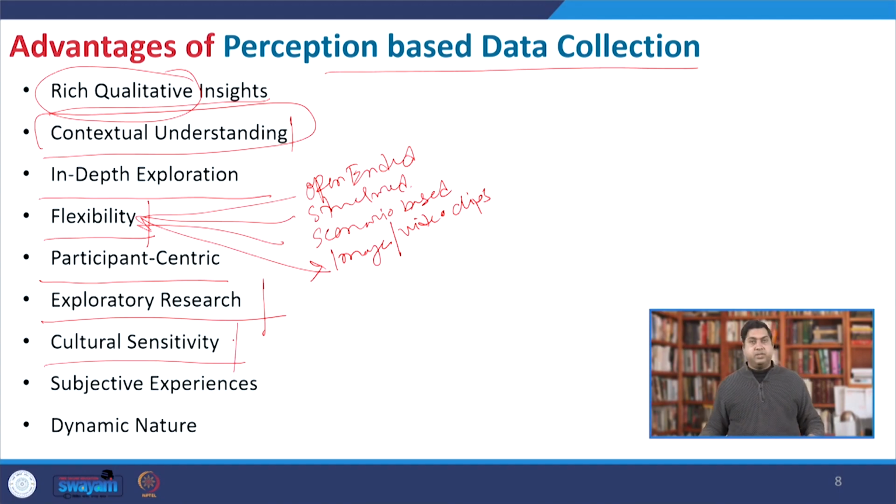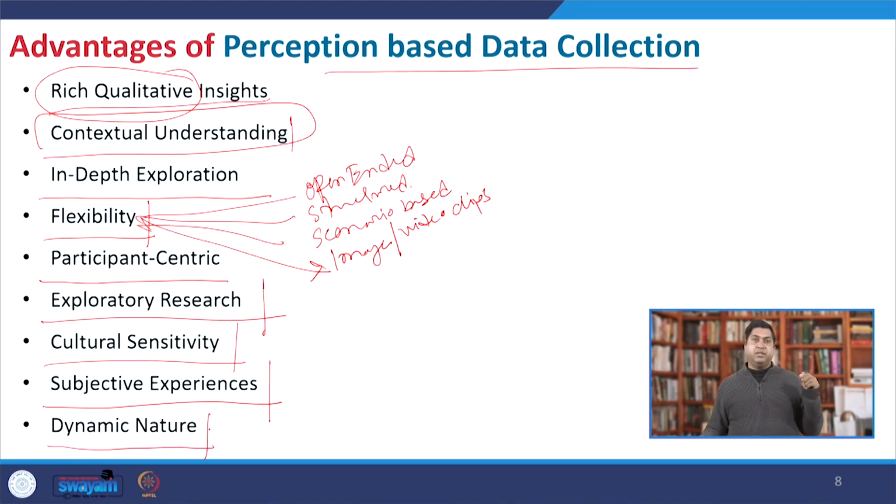Cultural sensitivity is again something where, when you want to capture the perception, you can involve different user groups, geographically spread groups, and then try to get their perception and bring out certain heterogeneity and homogeneity among their perception to support an informed decision. Subjective experiences can be captured, definitely in this case, and it is also dynamic in nature.